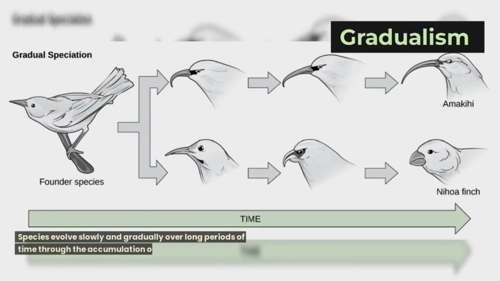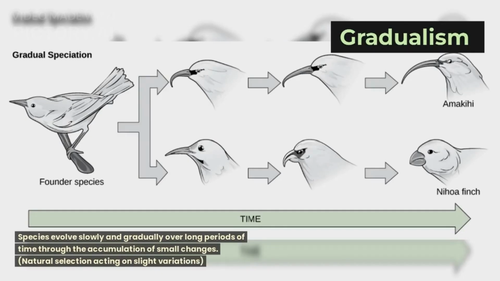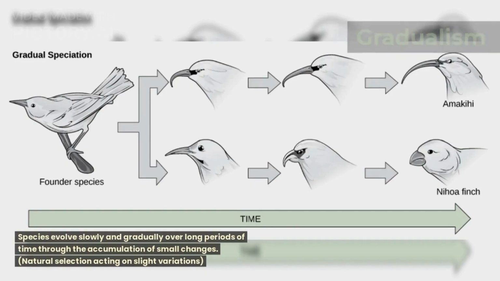So of these two models, gradualism is the model that suggests that species evolve slowly and gradually over long periods of time through the accumulation of small changes. This model emphasizes the importance of natural selection acting on slight variations.